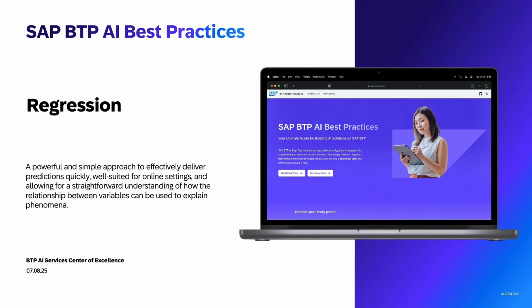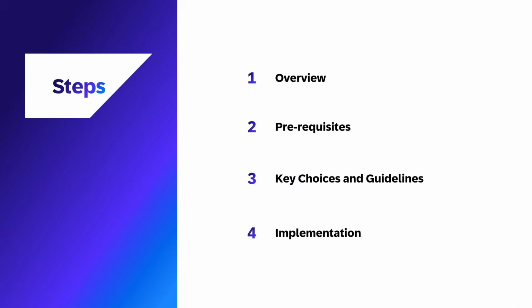Our discussion will follow these 4 key steps. First, we'll provide an overview of regression and its benefits in the SAP ecosystem. Second, we'll cover the essential prerequisites you'll need to have in place, including supported environments and required components. Third, we'll explore key choices and guidelines that impact your implementation, including model evaluation to understand how well a model is performing, therefore helping to identify areas for improvement and guide model selection. Finally, we'll dive into implementation approaches across programming models, providing concrete examples for Python and SQL.